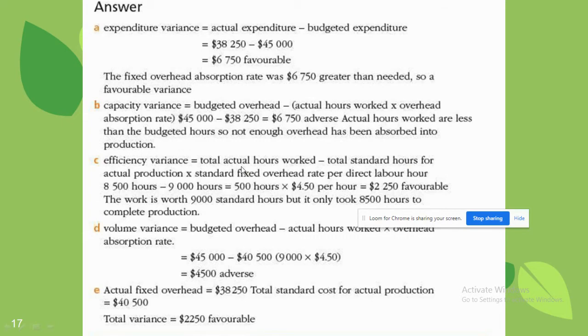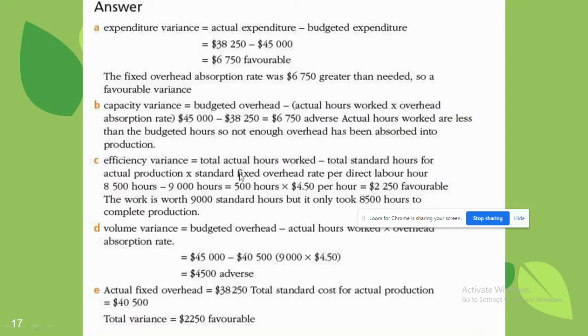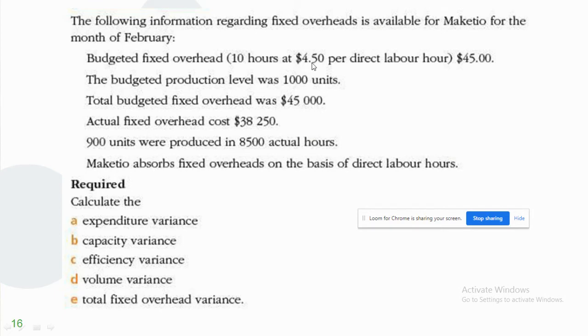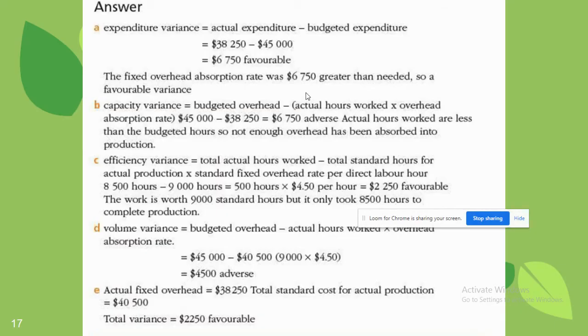Efficiency variance equals total hours worked minus standard hours worked for actual production, multiplied by fixed overhead rate per direct labor hour. So to get that, let's go back to the question. 8,500 hours was the actual hours for this unit, and we compare these hours worked of 8,500 with the 9,000 hours. That means we have 500 hours as variance here, multiplied by 4.5 as the cost per unit here. Can you see? So 4.5 multiplied by the 500 difference will give us 2,250 favorable.